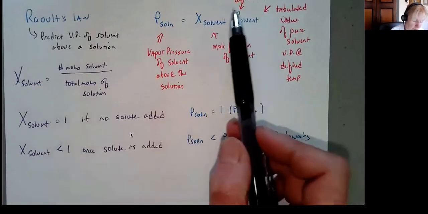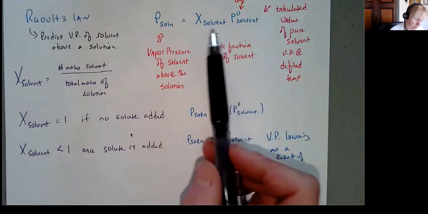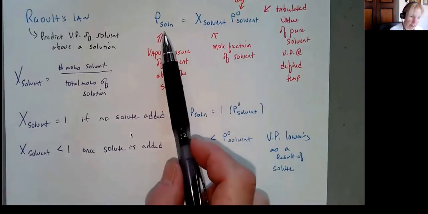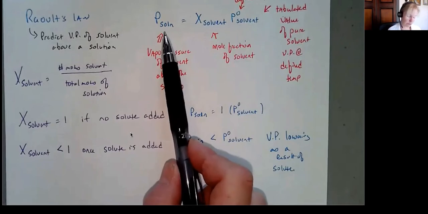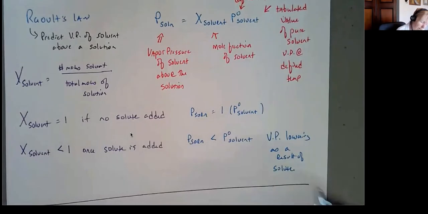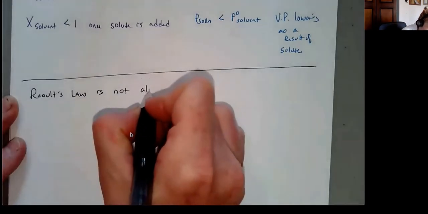I know what it would be if I just had pure solvent in there, but now I want to know, once I've created a solution, now I have a solute in there, how much lower is the vapor pressure of the solution going to go down? So Raoult's law is really good if you have an ideal solution. There are some areas where Raoult's law cannot be used. So Raoult's law is not always predictive.